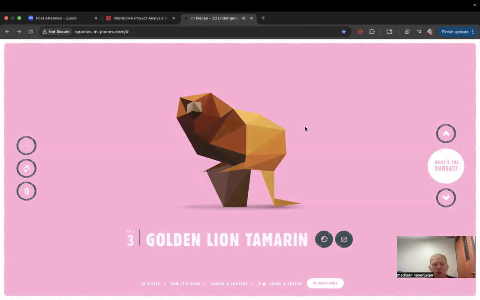The site doesn't go very deep into why the species are in trouble initially and what's being done to help. So having some infographics might make it a little easier to understand.